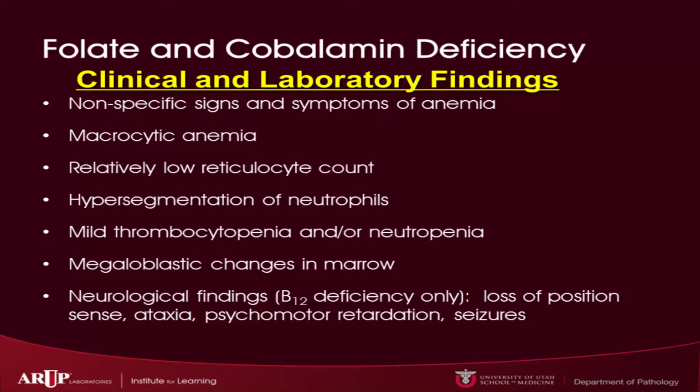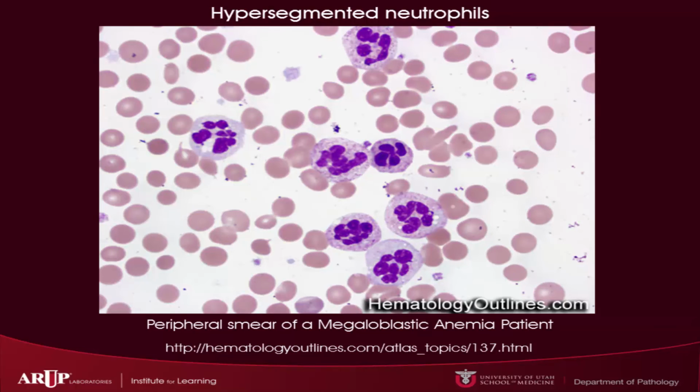This is an example of hypersegmented neutrophils. Here there are at least 7 segments of the neutrophil. Usually we see around 3 to 5. Here also, this is a somewhat immature neutrophil, but the segmentation is again very atypical.